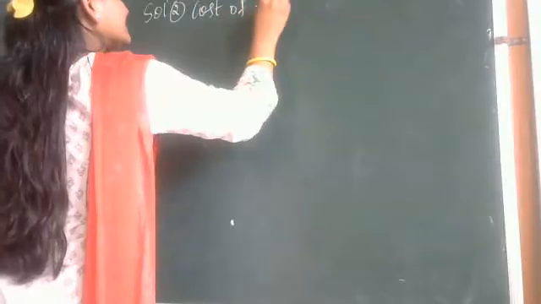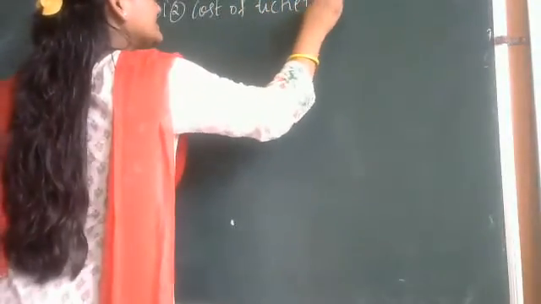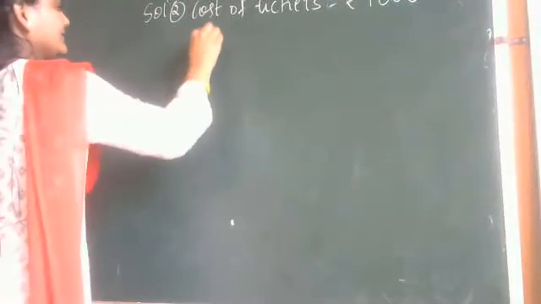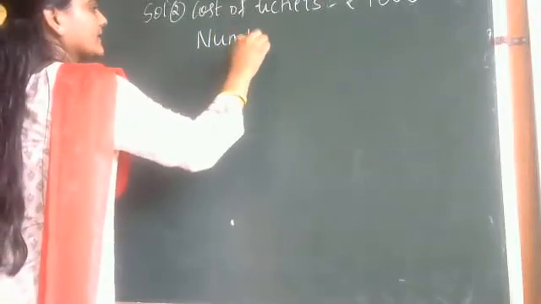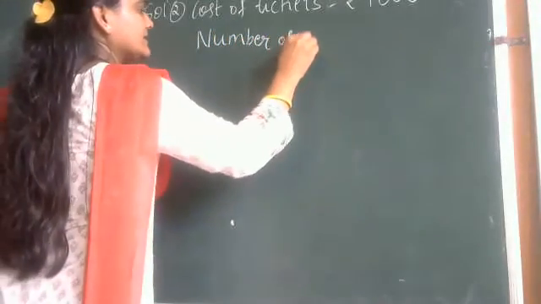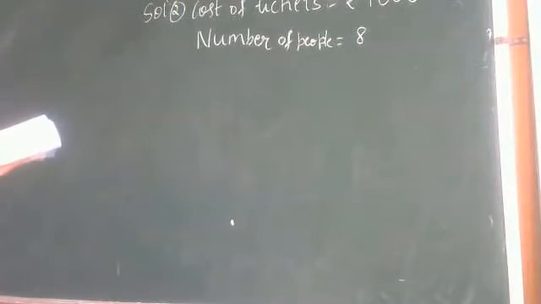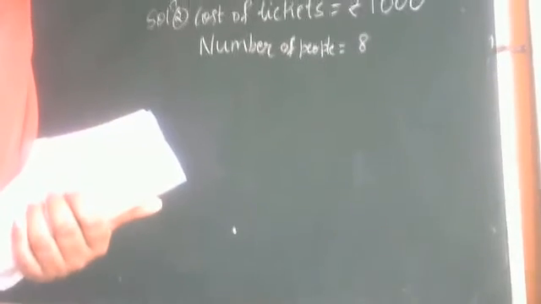Cost of tickets, it is 1000 rupees. Yes? How many people are there? 8 people. Number of people? Yes, it is 8. How many people? 8. Okay? They have asked you what will be the cost for 24 tickets?